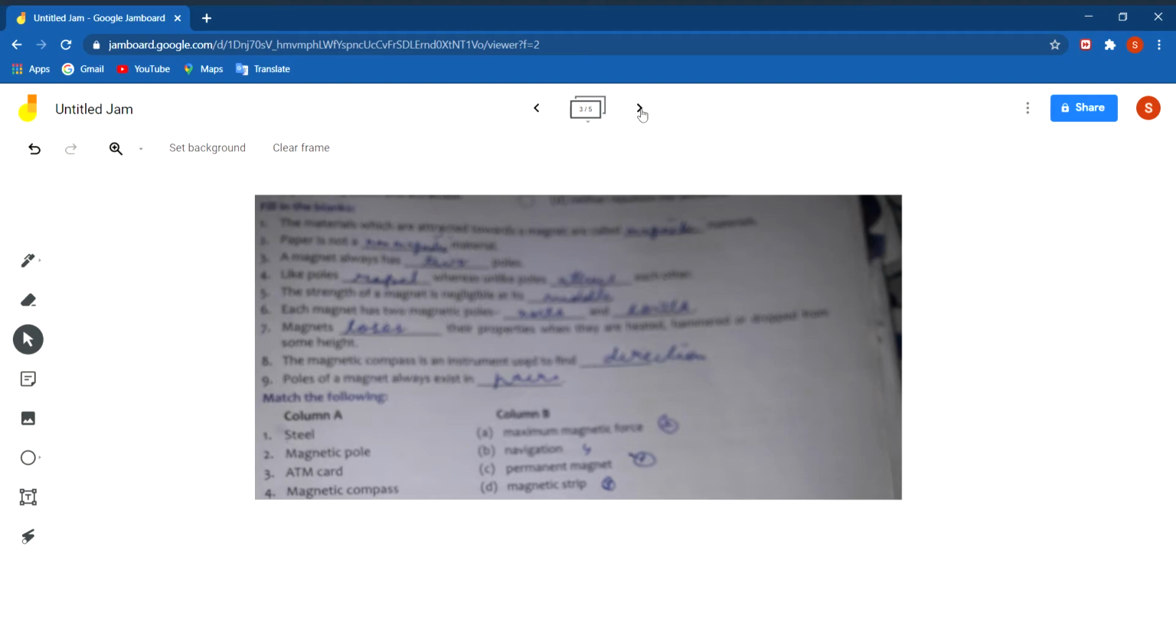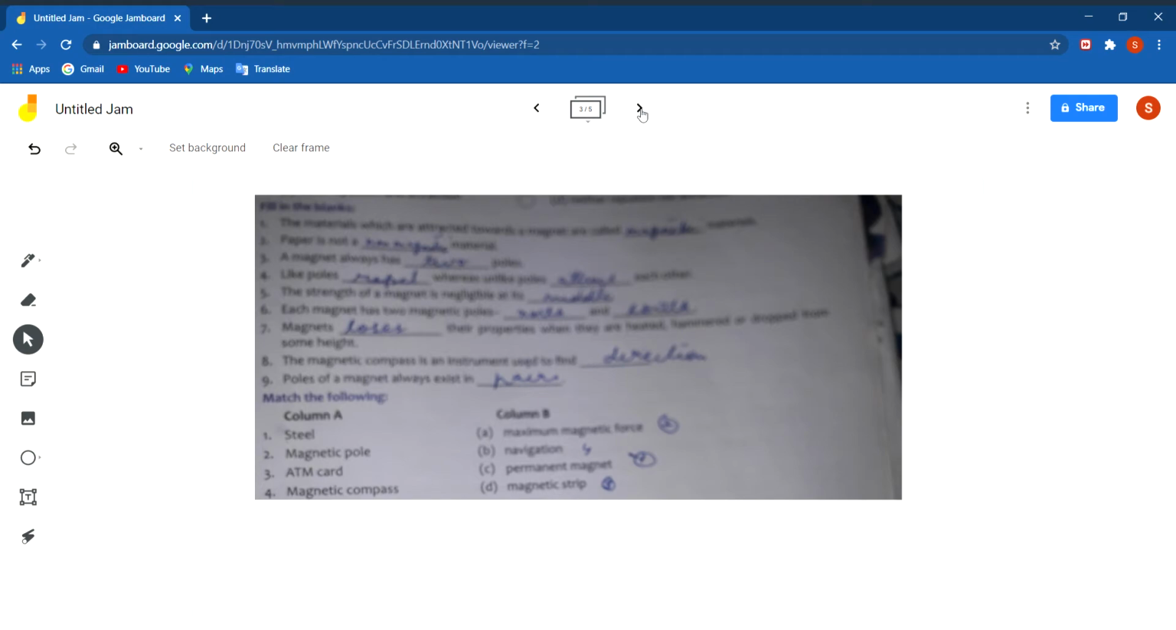Then match the following. Steel is what? It is a magnet, permanent magnet. Then magnetic pole is having maximum magnetic force. ATM card, magnetic strip, and magnetic compass is for navigation. Navigation means to find directions.